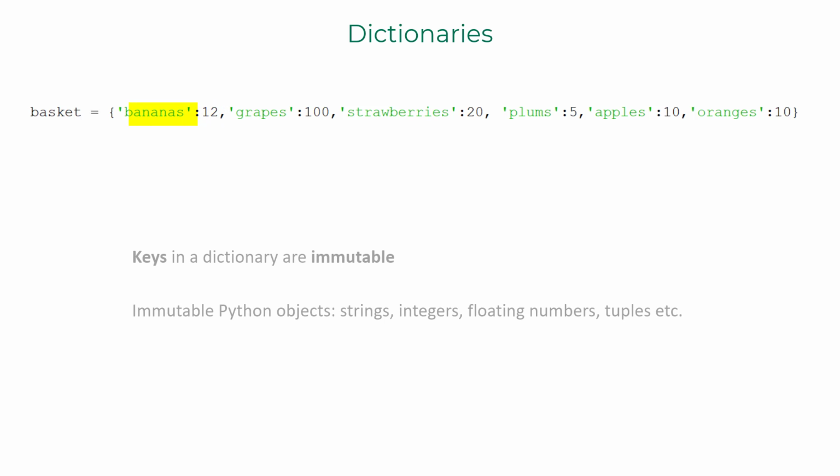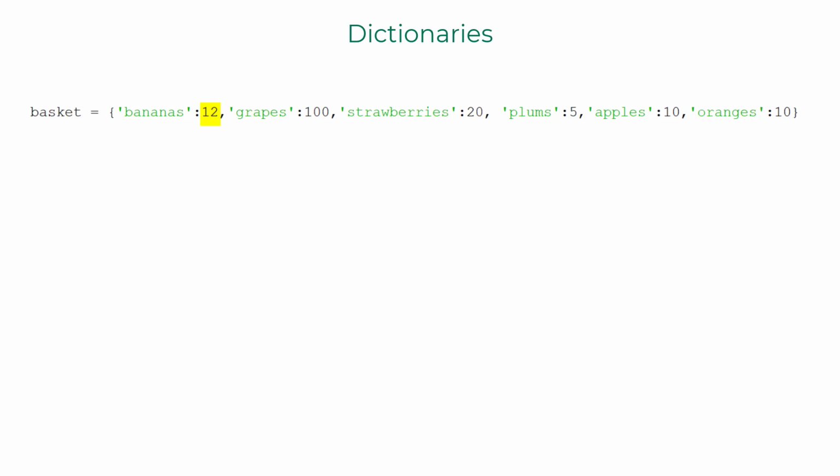Now, the key should always be immutable. Immutable objects in Python are the ones that cannot be changed, like strings, integers, floating point numbers, tuples, etc. Values can be any Python object. They can also be dictionaries.